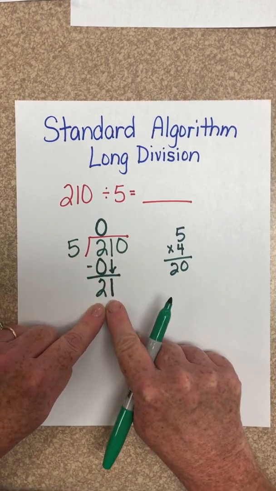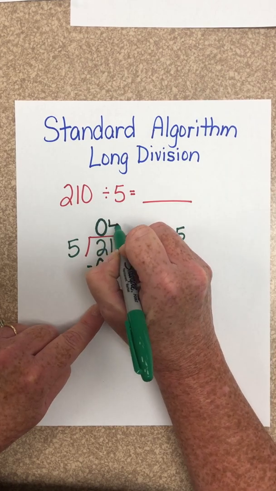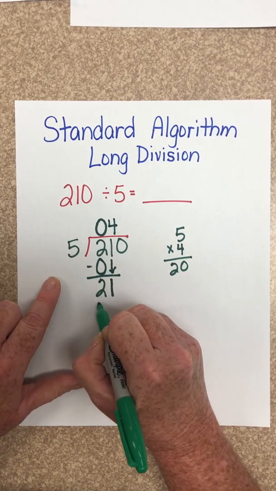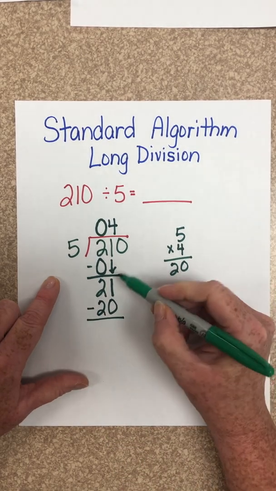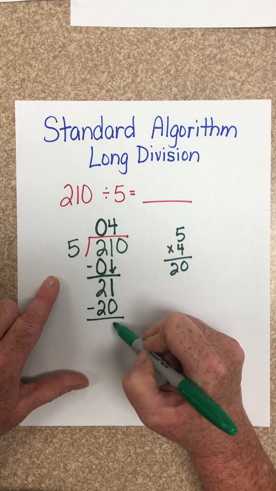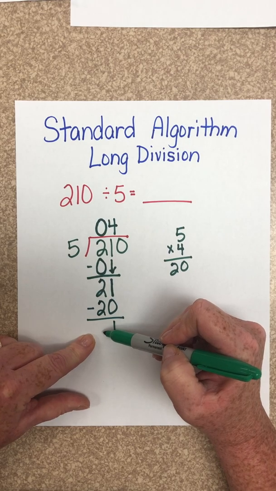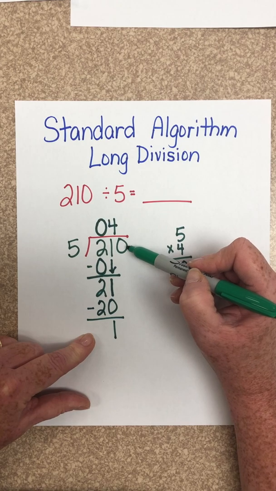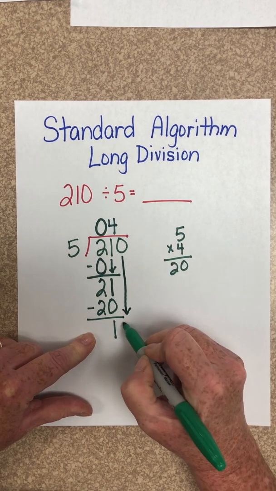So how many 5s go into 21? 4. And 4 times 5 is 20. Now let's subtract. 1 minus 0 is 1. 2 minus 2 is 0. You could put the 0 there if you want, but you do not have to. So now we go to the next number, or the last digit in our dividend, and we're going to bring that straight down into place. And now we have 10.